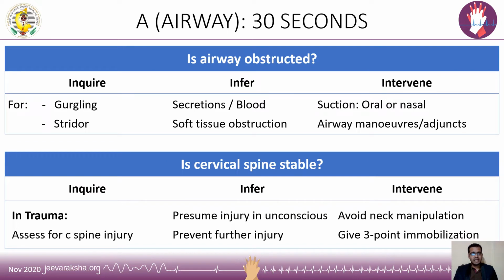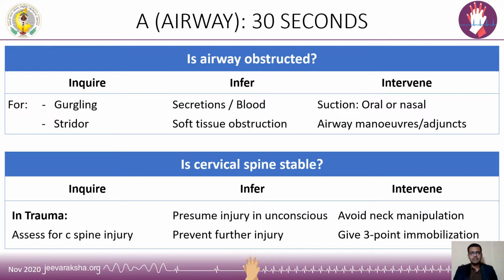As you are assessing the airway, the simple techniques you can use to know whether the airway is obstructed or not: if the patient is having some gurgling sounds, that means there is some liquid material in the mouth, so it means a secretion or blood. The intervention you can do bedside would be something like oral or nasal suction. If the patient has stridor, it will indirectly tell you that there is some soft tissue obstructing the airway. In such circumstances, a simple airway maneuver like a jaw thrust and chin lift maneuver can relieve the obstruction, or you can also use airway adjuncts like an oropharyngeal airway or a nasopharyngeal airway and make sure there is relief from the airway obstruction.